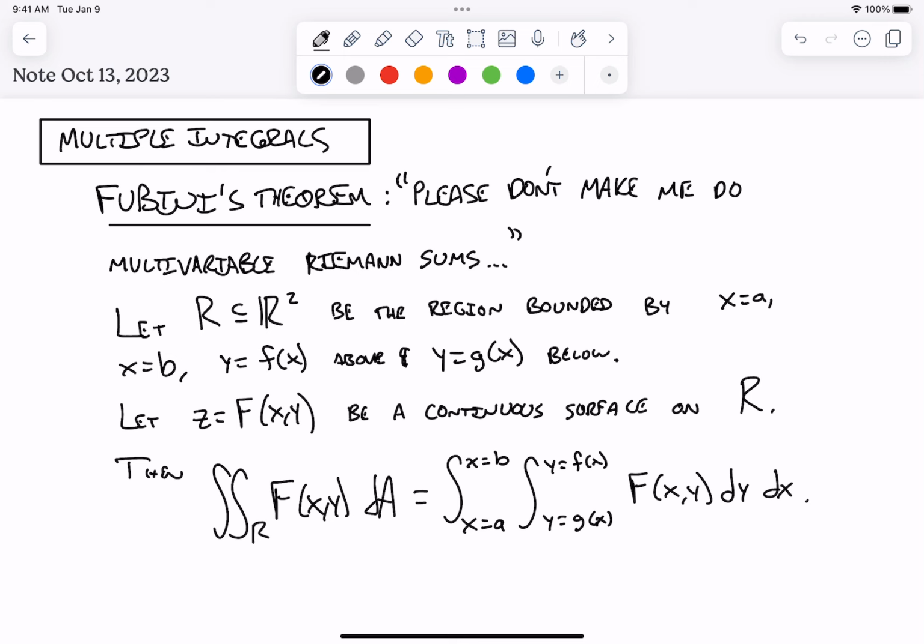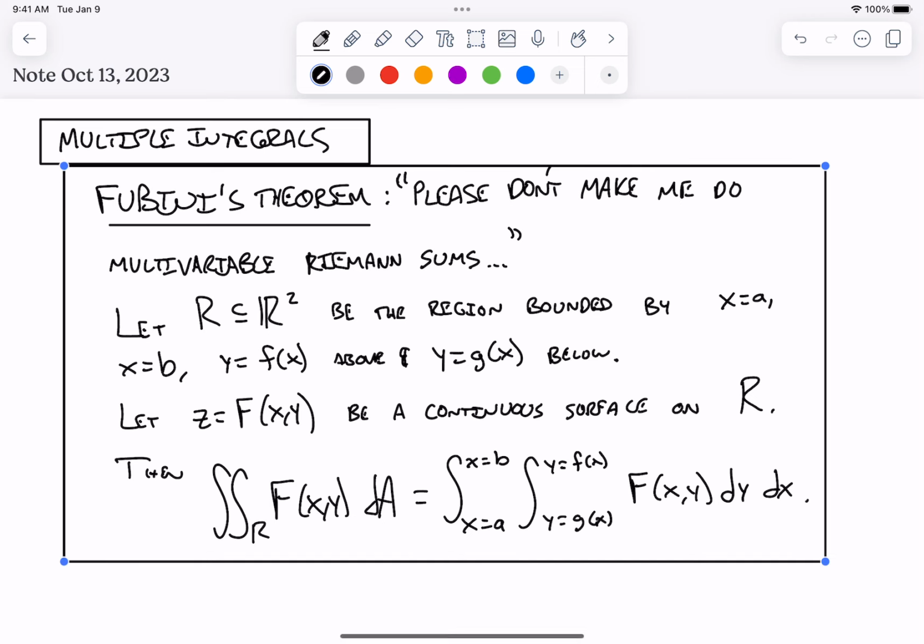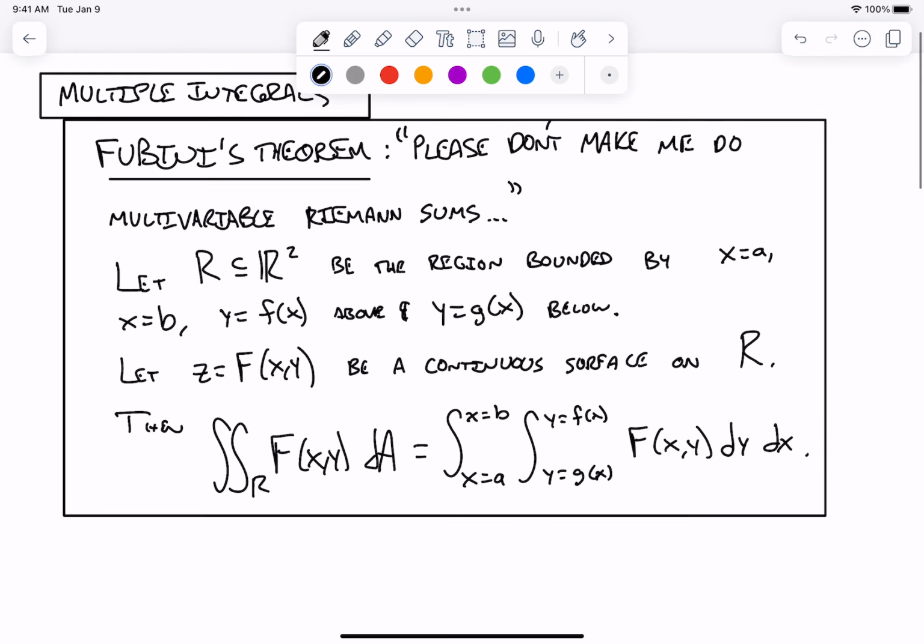Much like in Calc 1, you learn Riemann sums, but then quickly you get the fundamental theorem of calculus, and you learn instead to evaluate integrals using antiderivatives. Same thing here. This is what Fubini's theorem is: it lets you evaluate double integrals using antiderivatives, much like you do in Calc 1. So what do we have for this wonderful theorem, Fubini's theorem? Let's read it and illustrate it as we read it.